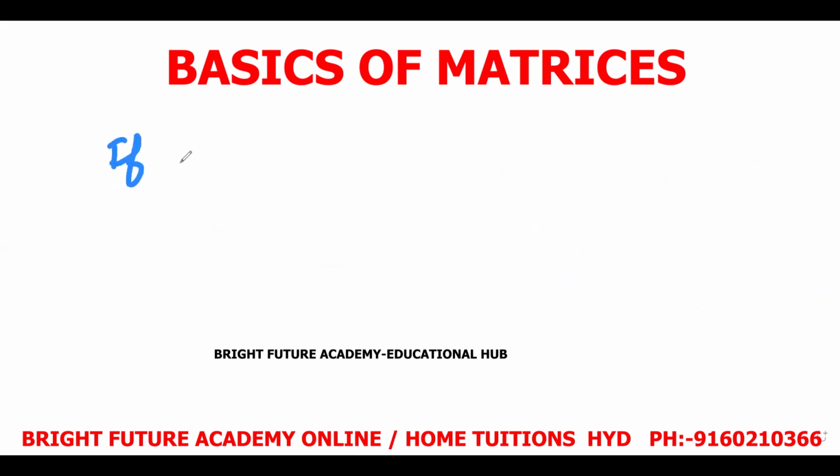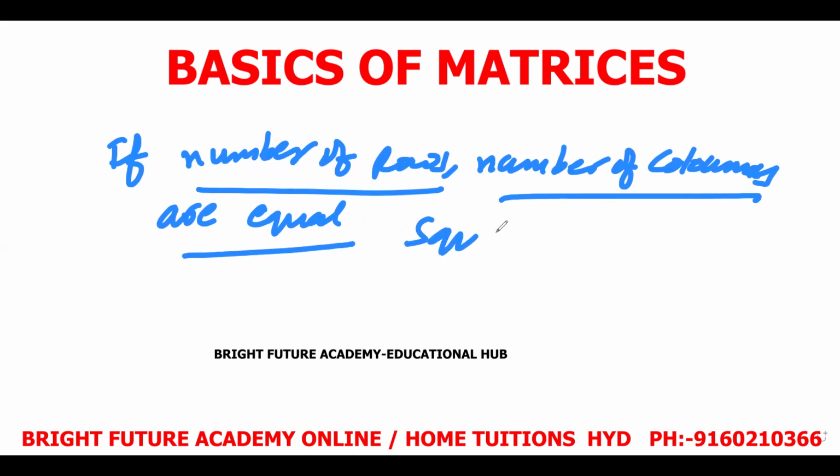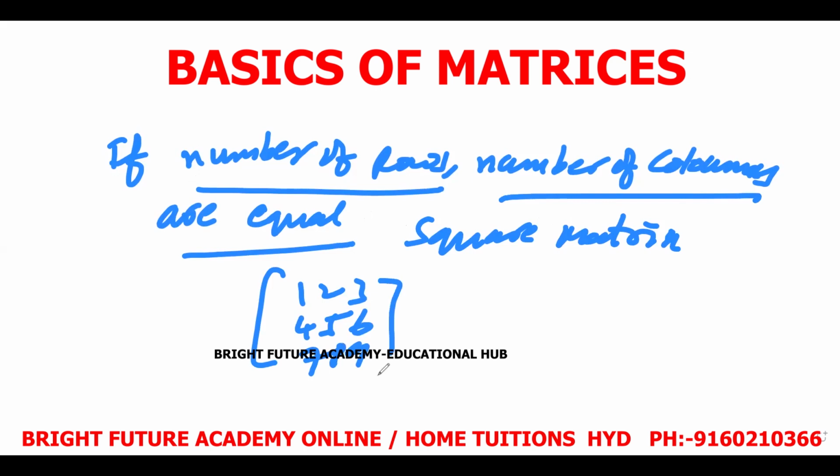Got it? If in a matrix, the number of rows and number of columns are equal, then do you have any idea what it is called? Square matrix. So for example, earlier we took 1, 2, 3, 4, 5, 6, 7, 8, 9. How many rows are there? 3. Correct? 3 by 3. So how many columns? 3. So the number of rows and number of columns are equal. So this is an example of a square matrix.